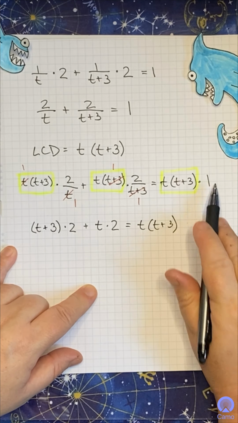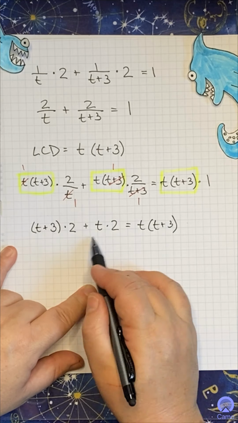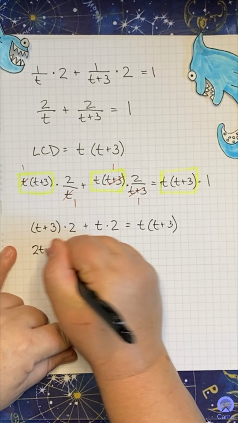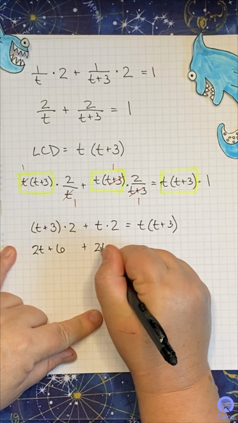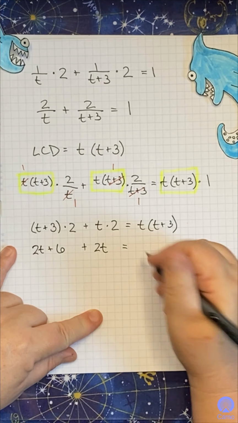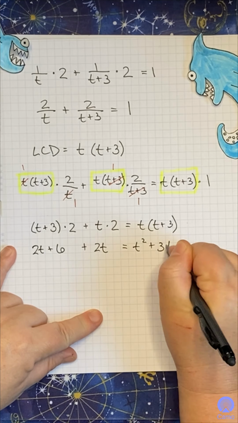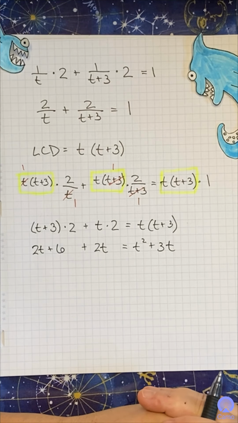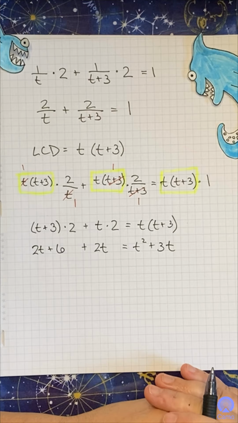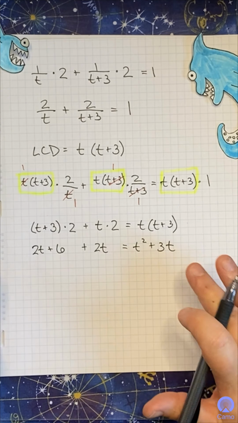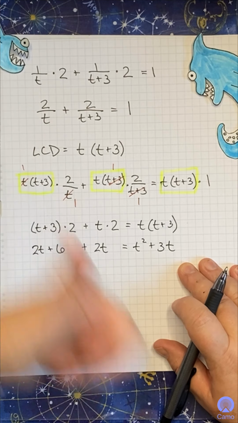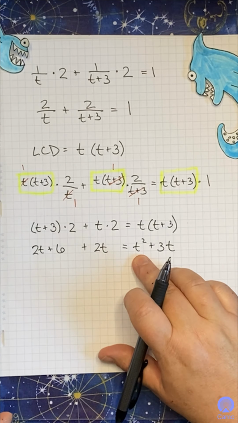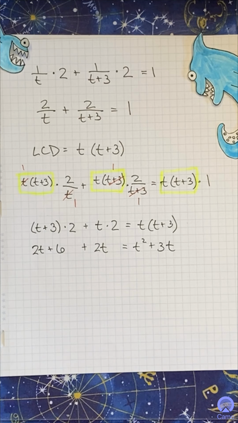Notice over here we've got times 1, so we just get that out. I'm going to go ahead and use distributive property now. 2t plus 6 plus 2t equals, and then here again distributive property, t squared plus 3t. Okay, so now you can see why the rational equations came after our study of polynomials, because now we've got this nice thing, and it is better. It no longer has fractions. Yay. But now it has t squared, which means we're dealing with a quadratic, which means we're looking to either factor or use the quadratic formula.